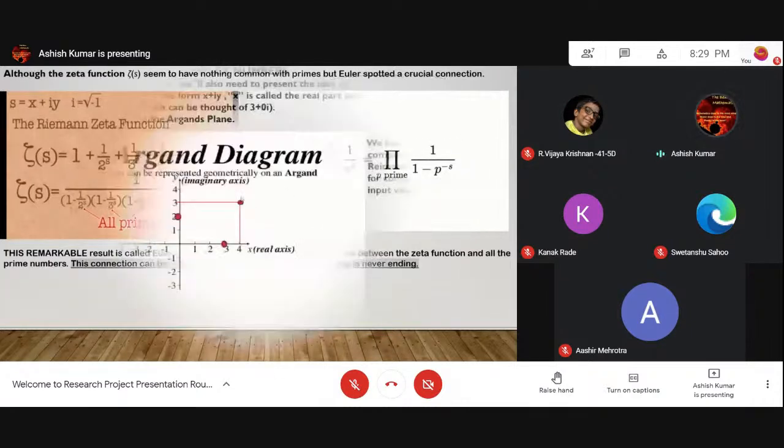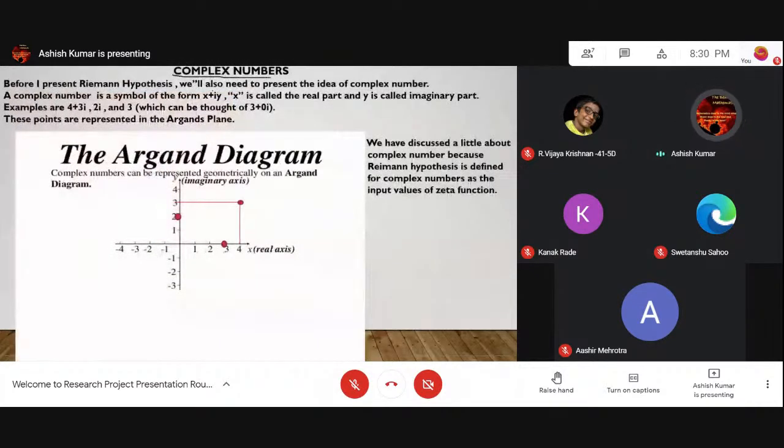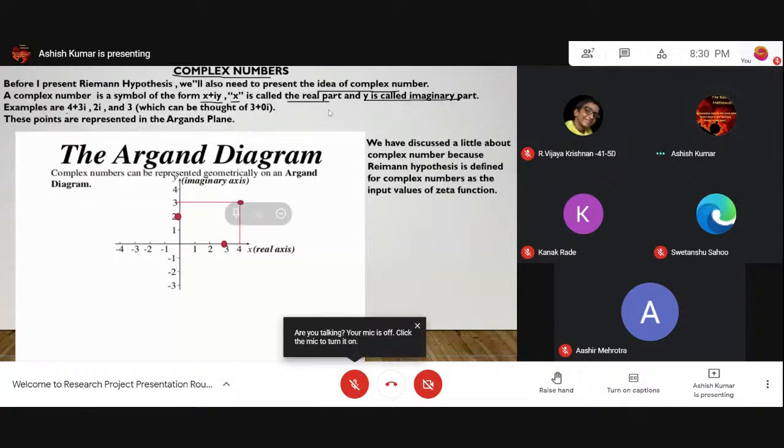Now, complex numbers. Before I present the Riemann hypothesis, I'll also need to present the idea of a complex number. A complex number is a symbol of the form x plus iy, where x is called the real part and y is called the imaginary part. Examples are 4 plus 3i, 2i, and 3. 3 can also be thought of as 3 plus 0i.